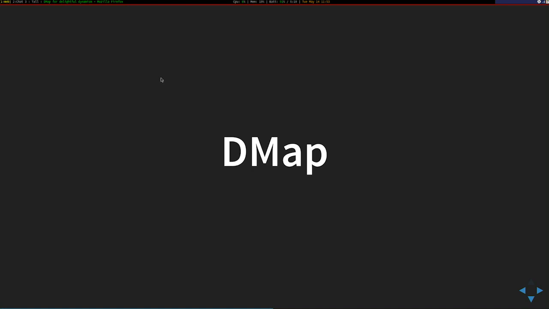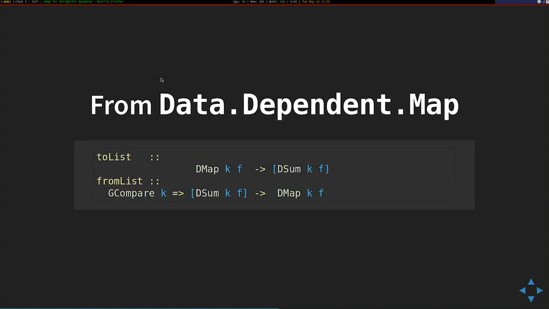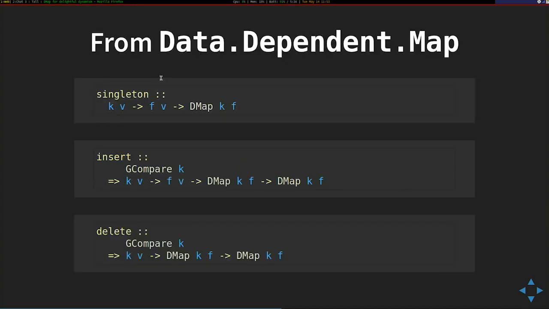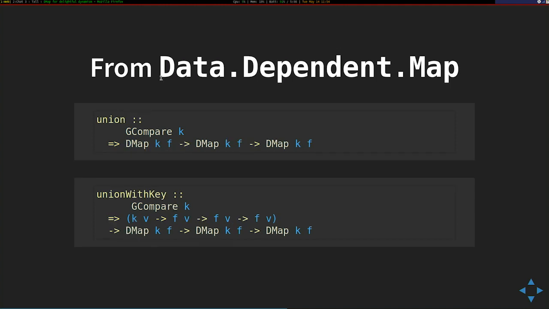On to the star of the show, Dmap. We have our key type, we have our functor, and it creates a partial dependent map by just copying Data.Map and adding this extra type information throughout it all. We can go to and from lists. The API is basically the same, including some copy-paste errors in the Haddocks that don't refer to the extra type information because they just went through it from start to finish. You can insert, delete, like when I say it's the same API, it's very much the same API. Unions, handy. Differences, handy. Intersections, handy.